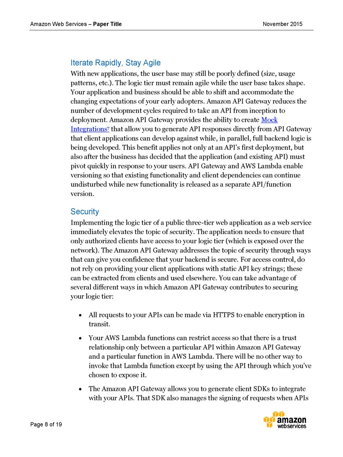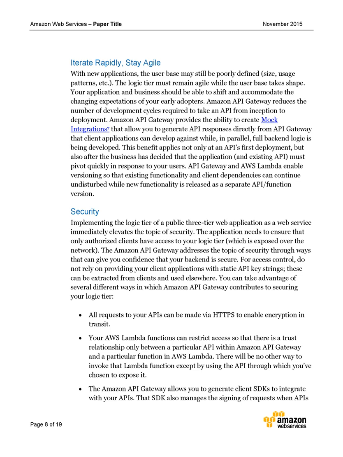Iterate rapidly, stay agile with new applications. The user base may still be poorly defined: size, usage patterns, etc. The logic tier must remain agile while the user base takes shape. Your application and business should be able to shift and accommodate the changing expectations of your early adopters. Amazon API Gateway reduces the number of development cycles required to take an API from inception to deployment.